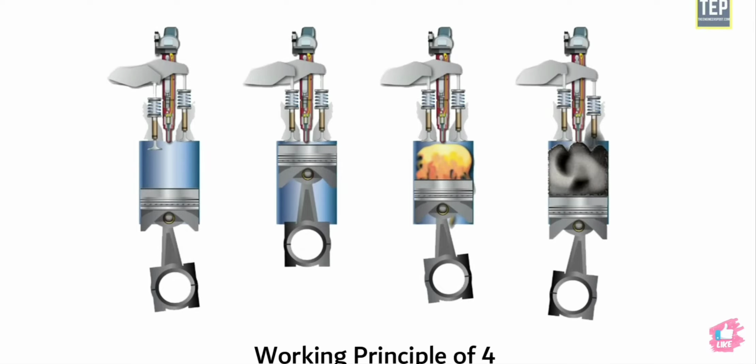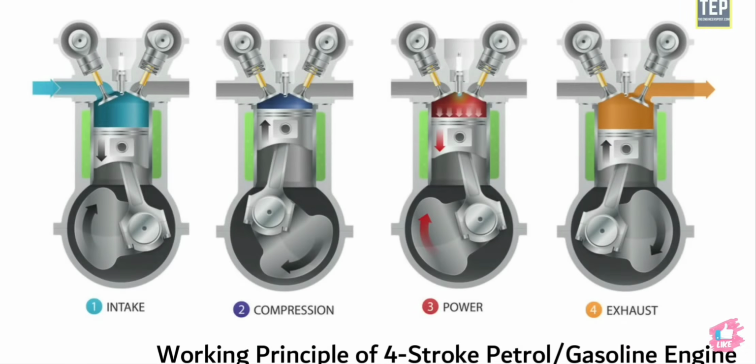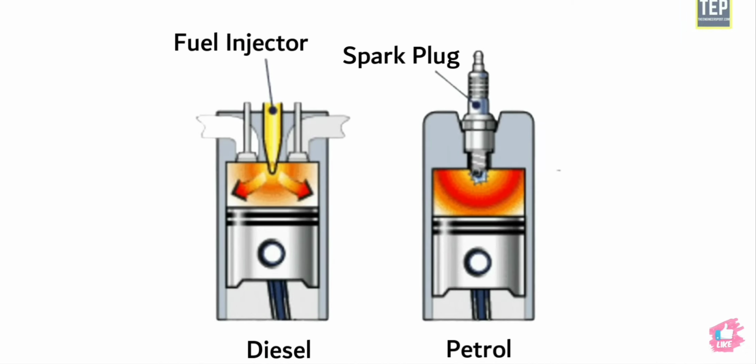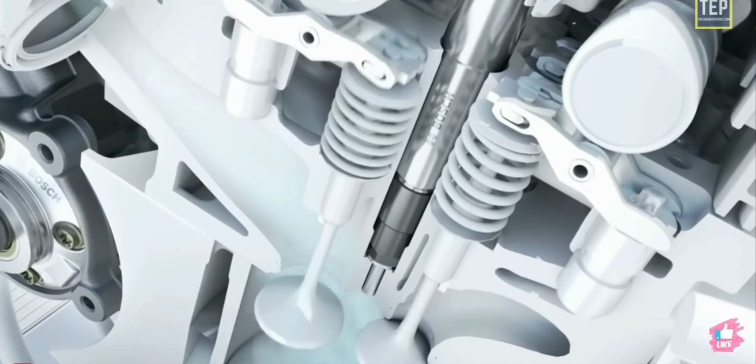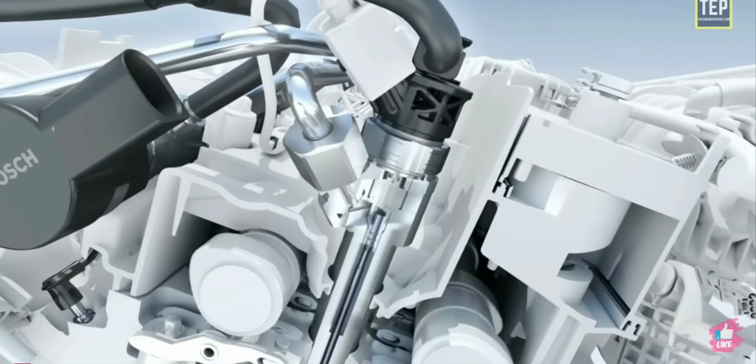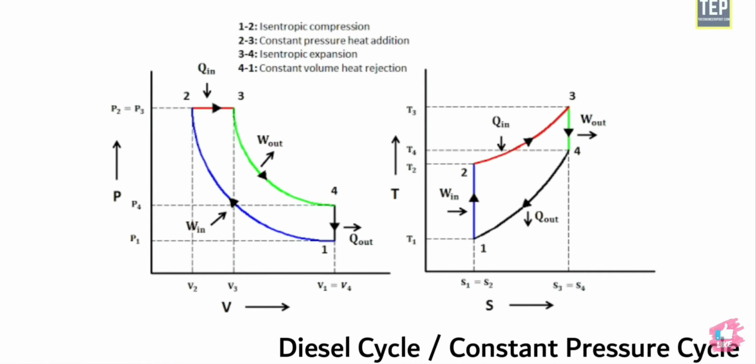Working of a 4-stroke diesel engine. The basic construction of a 4-stroke diesel engine is the same as that of a 4-stroke petrol engine, except that instead of a spark plug, a fuel injector is mounted in its place. A fuel pump supplies the fuel oil to the injector at higher pressure. It works on the diesel cycle or constant pressure cycle.